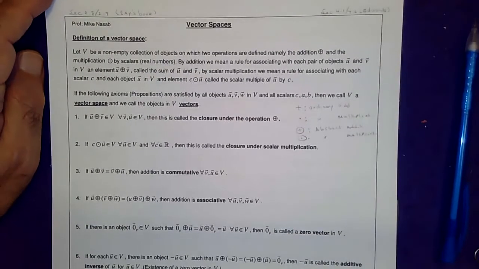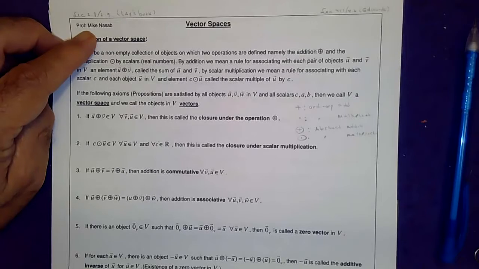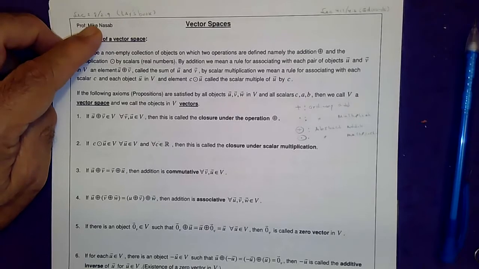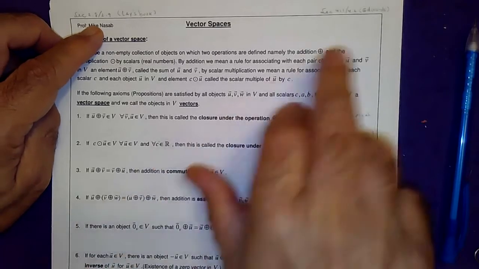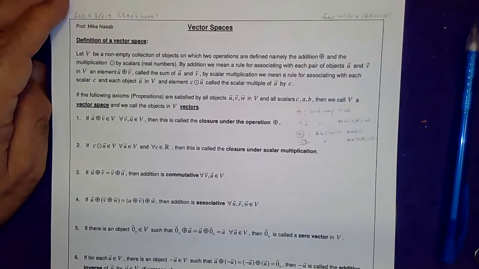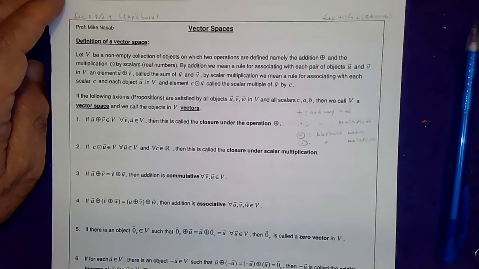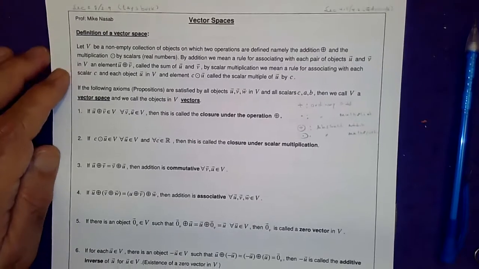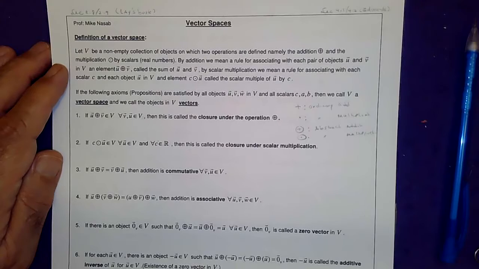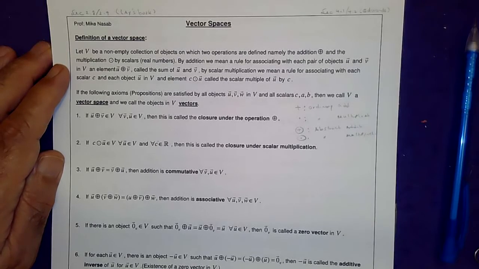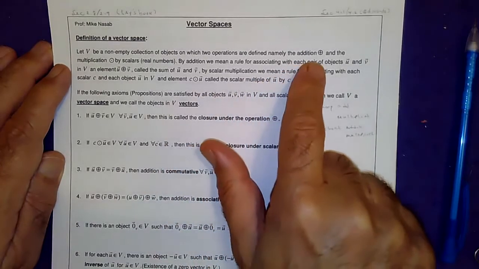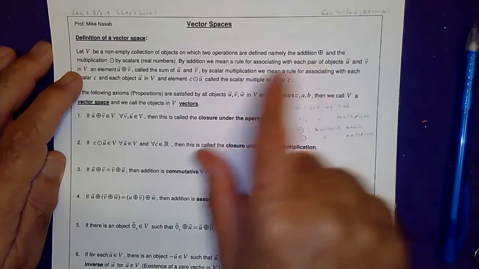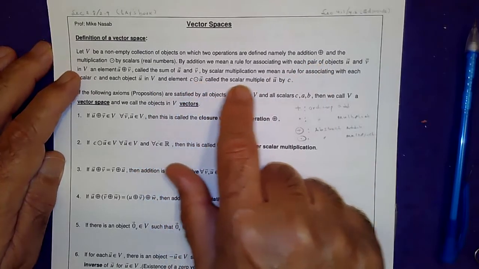Topic is vector spaces, which is sections 2.8/2.9 in Lay's textbook, 4.1/4.2 in Edwards. What is a vector space? A vector space is a non-empty collection of objects given two operations, namely addition operation and scalar multiplication.